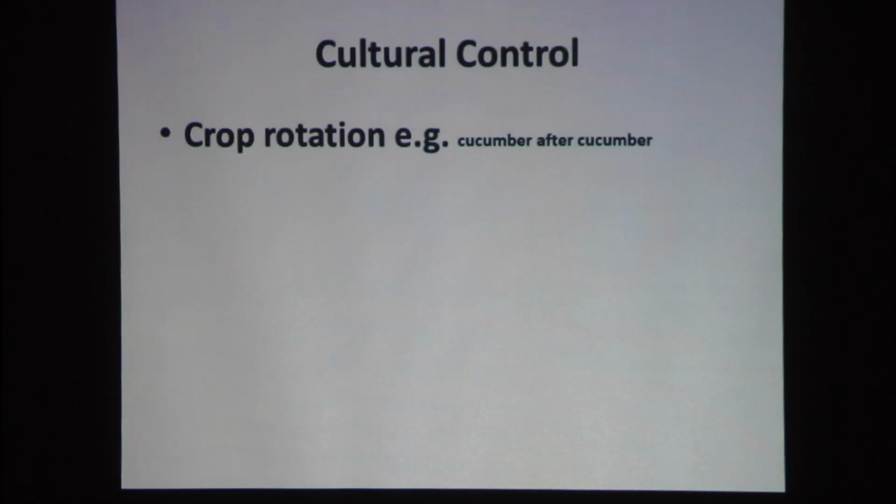Cultural control. I have mentioned before, crop rotation. Crop rotation is very important. I mentioned nematodes, because you get nematode problems if you keep planting the same crop after the same crop, like cucumbers after cucumbers. You must not do this. So crop rotation, very important.